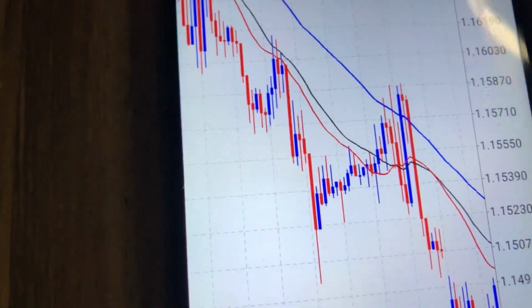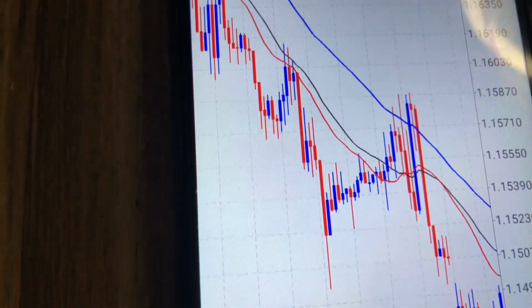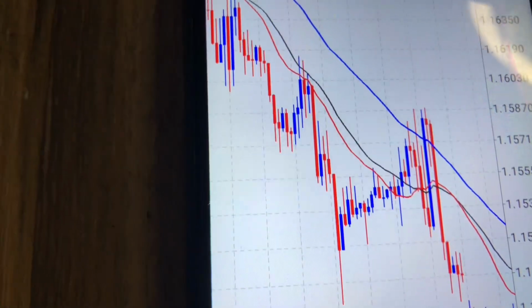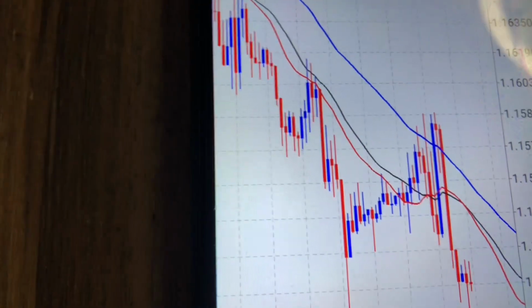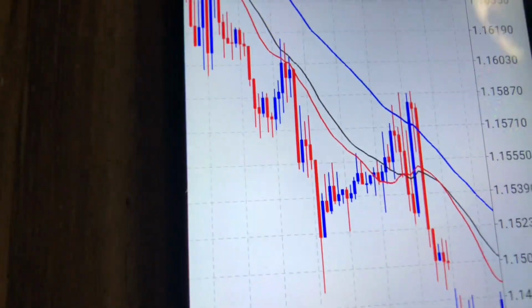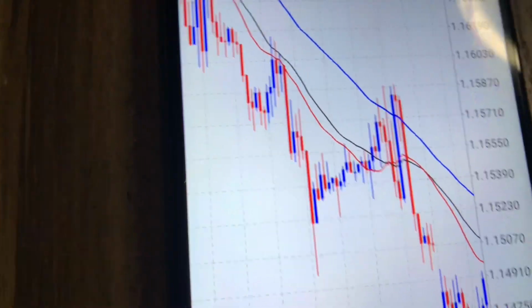But if you're using the price action part, you have to pay attention to the candlesticks a lot more. With the moving average, you can just see that price has already gone above the moving average. Go ahead and close those trades.